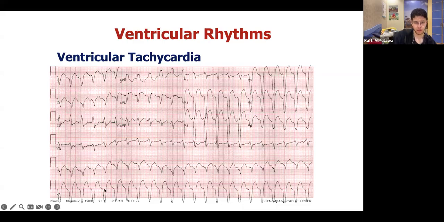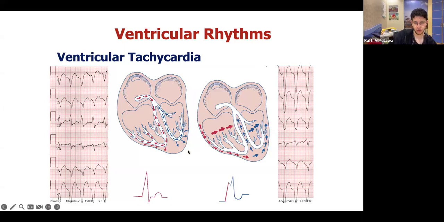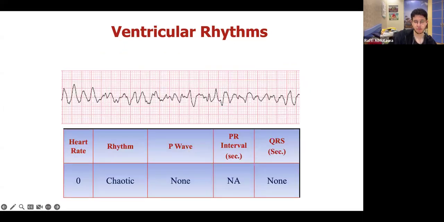Okay, so this is monomorphic. If it was polymorphic, for example, you'd have a QRS here and then another QRS in another direction. And it might alternate or it might be irregular. There's a lot of different ways that this could happen. Like, what do you guys think this is? So this is ventricular fibrillation.